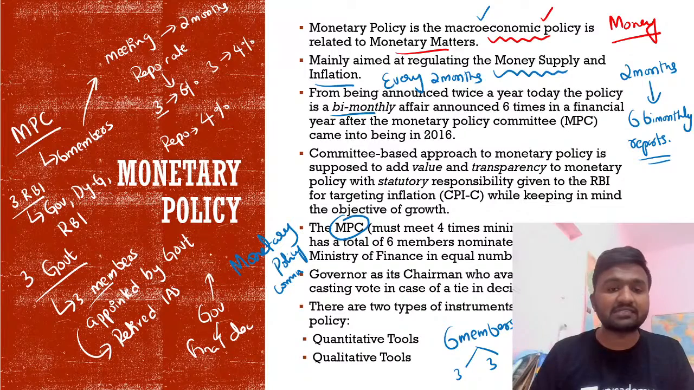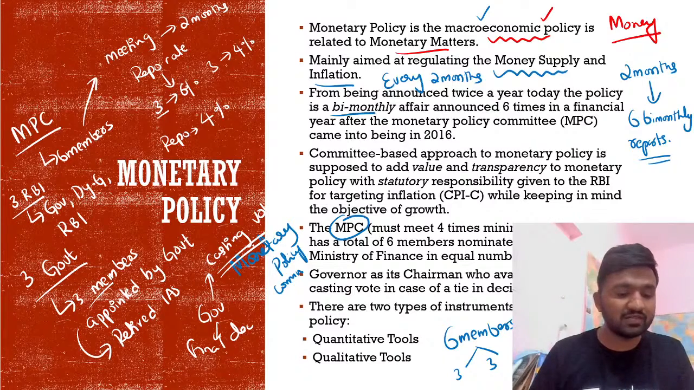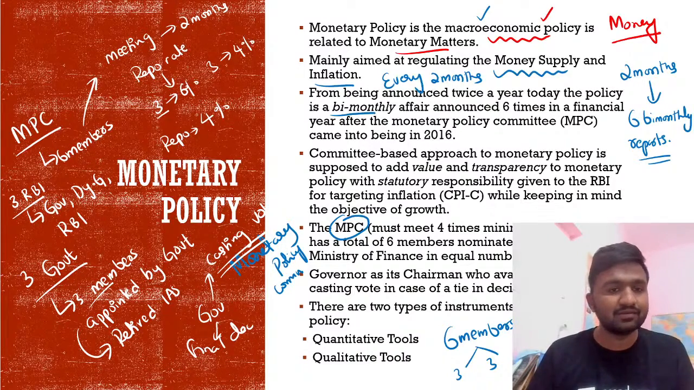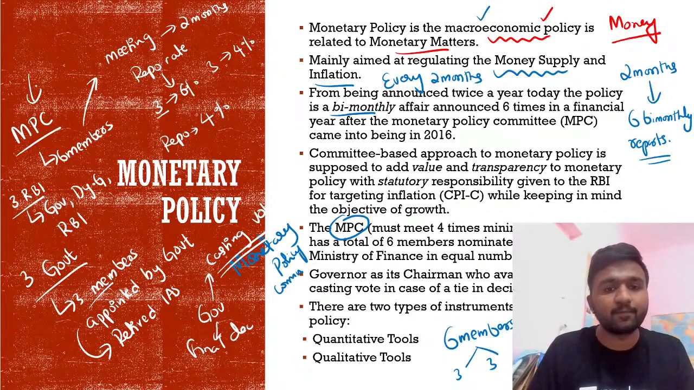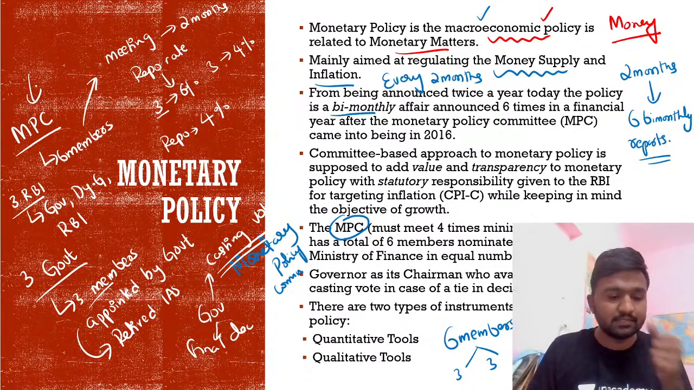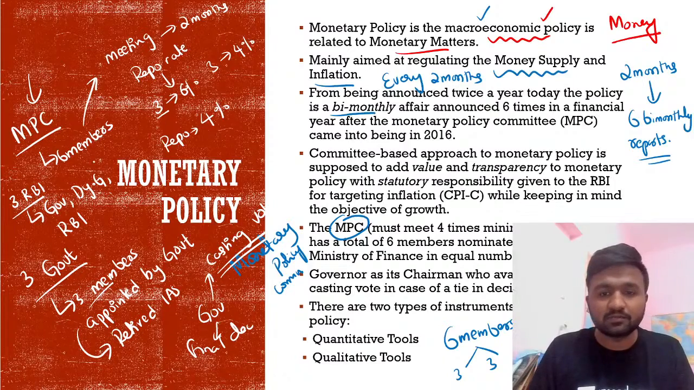Governor has a casting vote, and he will decide what should be the repo rate, what should be the CRR, what should be the SLR. Got it? This is all about the Monetary Policy Committee. Is that clear? Okay.